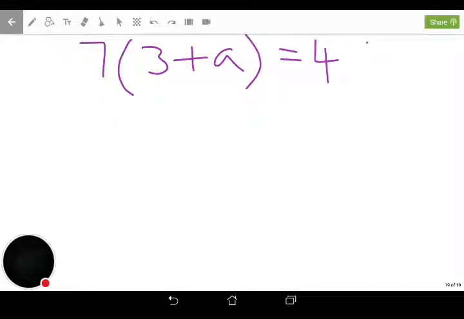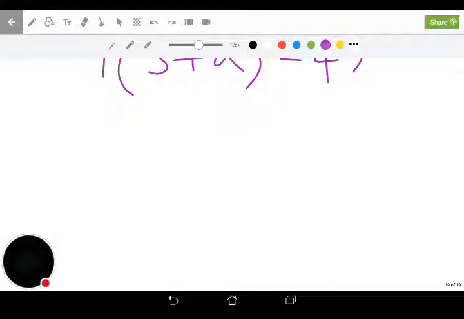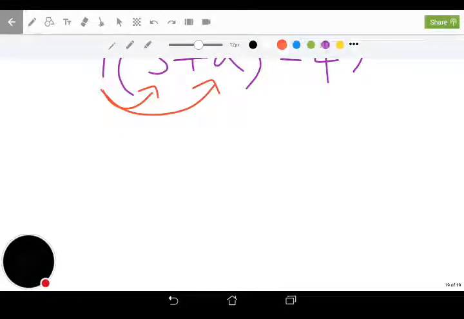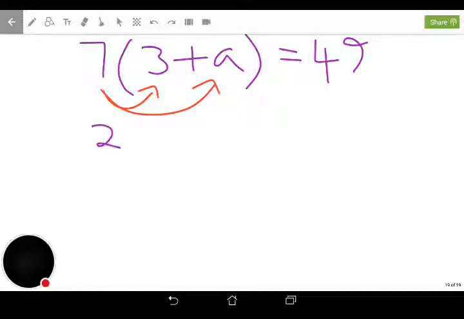And the next question was 7, we've got 7(3 + a) = 49. Now, because brackets are involved, the first thing you're doing is expanding the brackets, multiplying everything on the outside by everything on the inside. So we're left with 7 times 3, which is 21, plus 7 times a, which is 7a, and that equals 49.